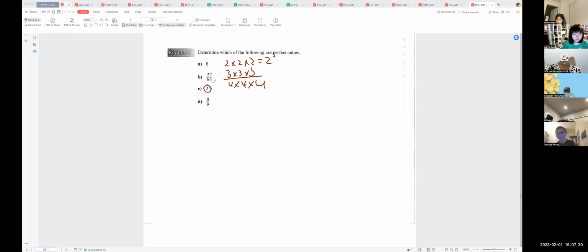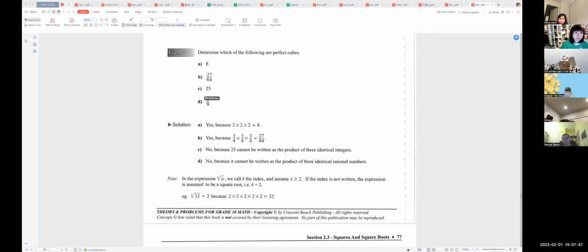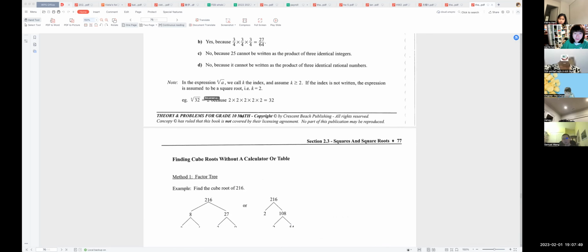Okay, so next one, 25. Is it a cube number? No. Very good, because 5 times 5, right? It's not 3. So 8 over 9, is it a cube number? No. Very good. They're not. Good job. Let's move forward, okay?